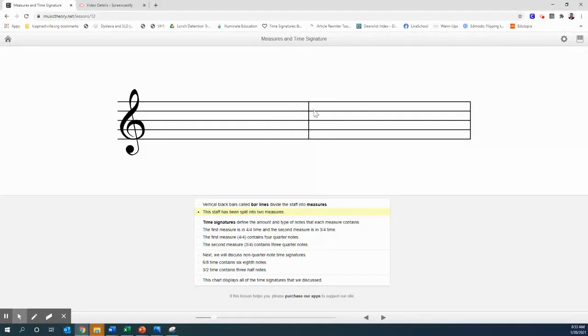So moving forward, time signatures define the amounts and type of notes that each measure contains. All that to say, time signature tells us how many beats go in a measure. How many beats go in a measure.